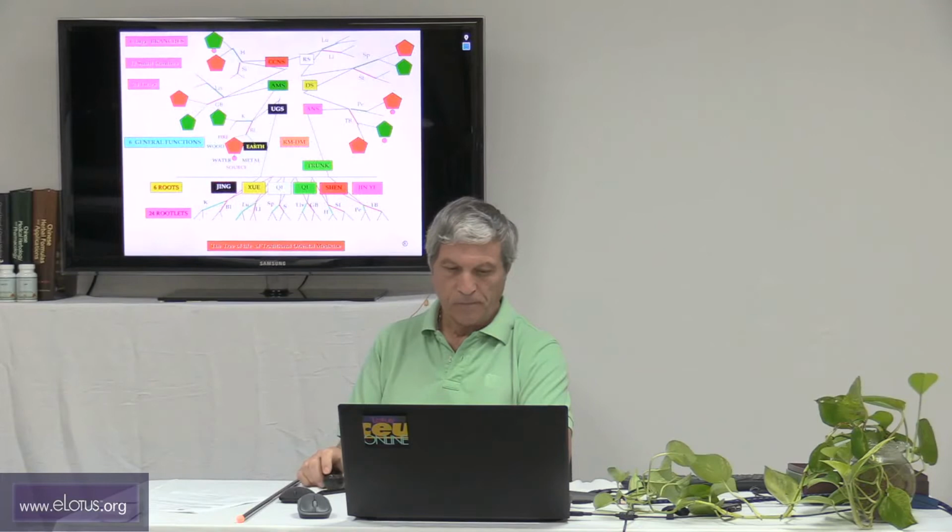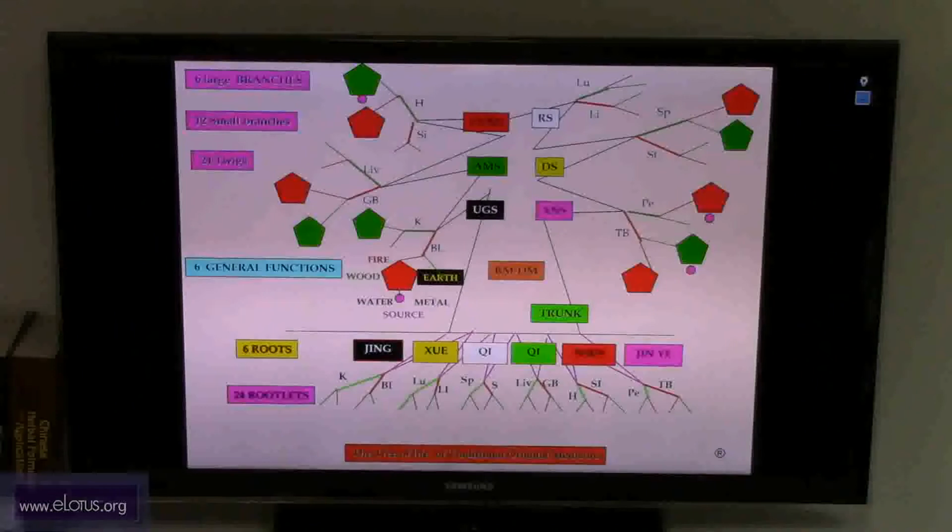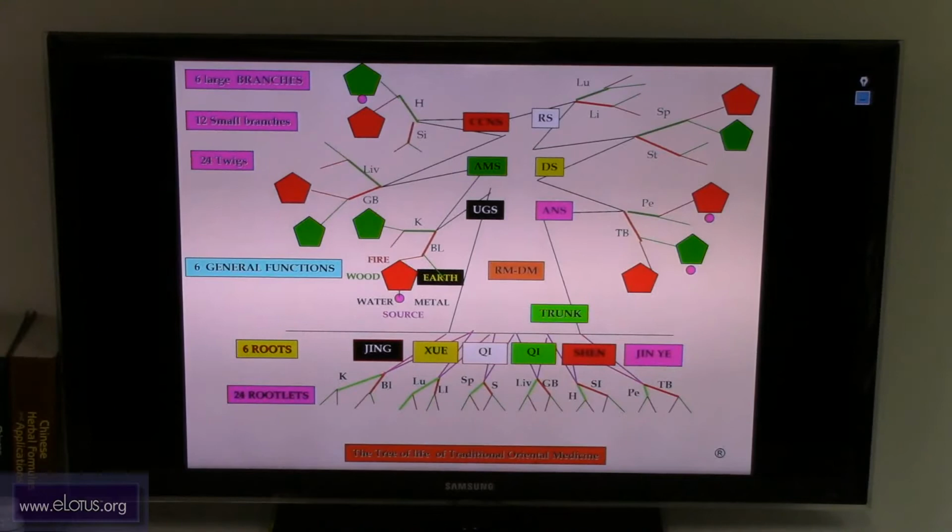After that, the next picture explains what the traditional medicine examination is. We use this picture: the tree of life of traditional Oriental medicine. The human is like a tree. We have the roots, the trunk, branches, small branches, twigs, and leaves. Very easy. We can compare the human body with the tree.